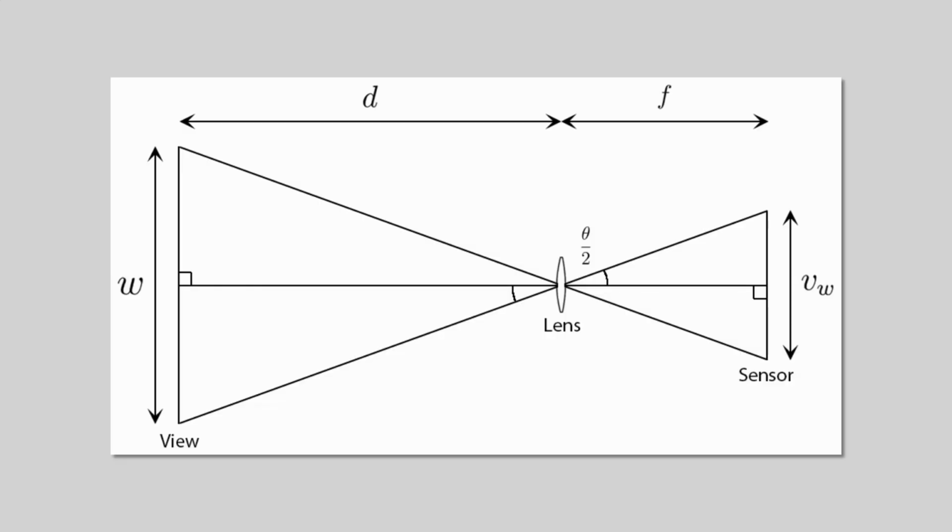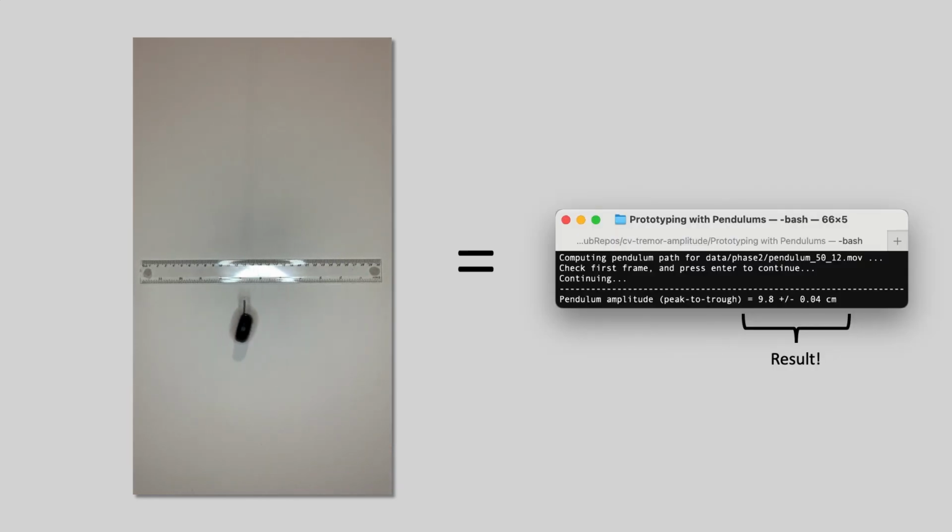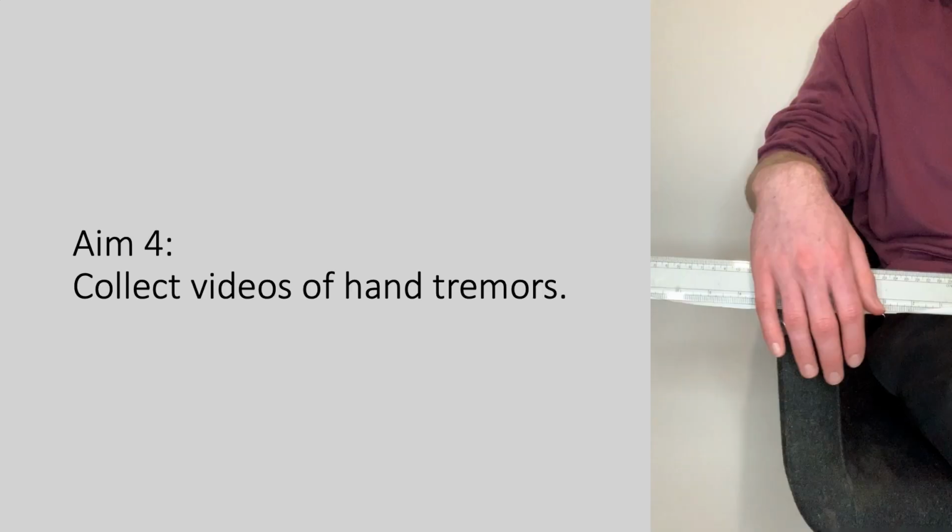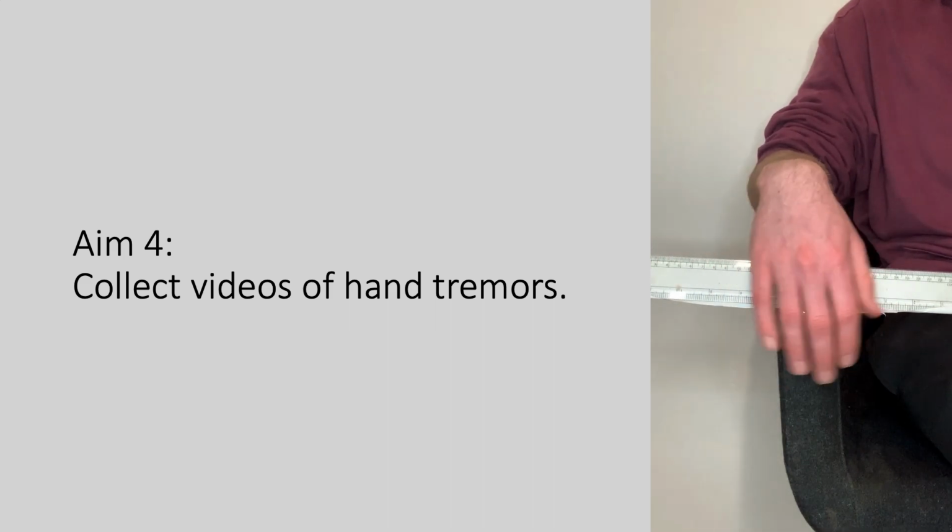To convert this measurement to centimeters, the depth measurement is used to calculate the physical size of the video's field of view, and thus the size of each pixel at the depth of the pendulum. With this, the amplitude of a pendulum's oscillation is calculated. With the prototype complete, I began collecting videos of hand tremors.